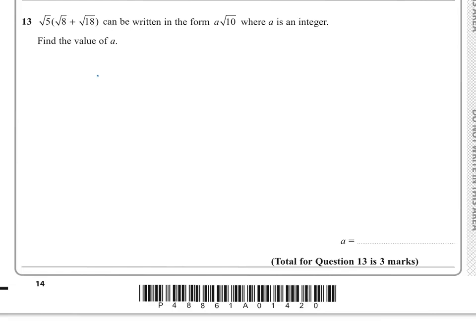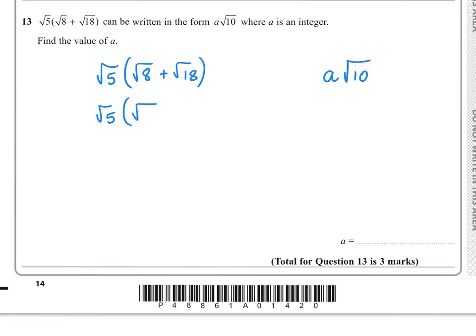Question 13. We have an expression, root 5 multiplied by, all in brackets, root 8 plus root 18. And we've got to write that in the form a number multiplied by root 10, or a multiple of root 10. So let's look inside the bracket first. Root 8 is root 4 times root 2, and root 18 is root 9 times root 2. Now you've got to ask yourself, why have I chosen 4 and 9 here? Well, 4 is pretty much what it has to be, but I could have chosen 6 and 3.